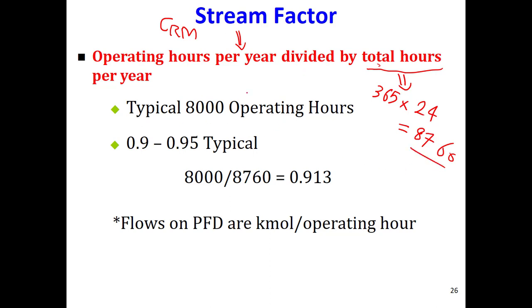So for finding the stream factor, we need to divide the operating hours of our factory by the total hours that we have in a year.